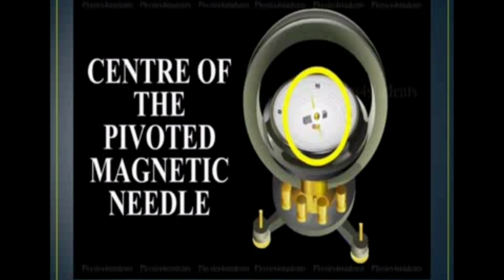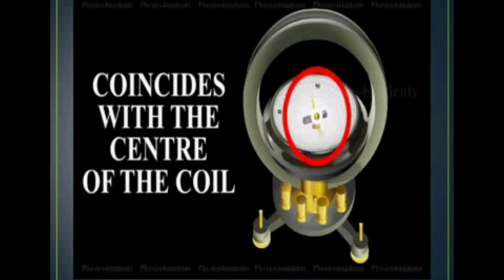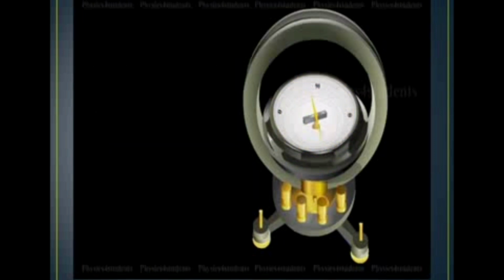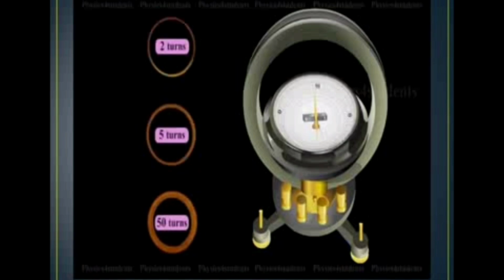So the center of the pivoted magnetic needle coincides with the center of the coil. See that the compass magnet and the coil are parallel to each other, and the magnet and coil are perpendicular to each other. The aluminum needle shows a deflection of 0, 0. So the magnetic needle shows a deflection of 0, 0, and the aluminum needle is 90, 90.